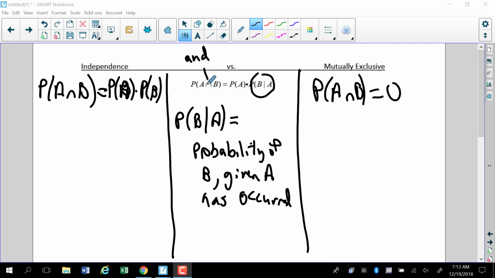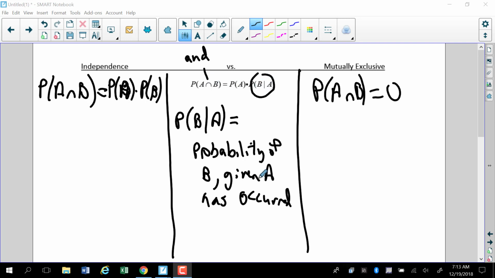This symbol here, the upside down U, just stands for the probability of A and B happening. This over here, the B with the line and the A, stands for the probability of B given A has occurred. What's important to notice is that this right here is a general form. If you want to know the probability of two events happening, you can just multiply those events together.